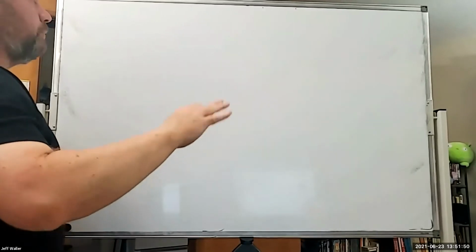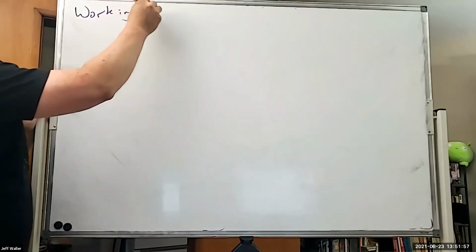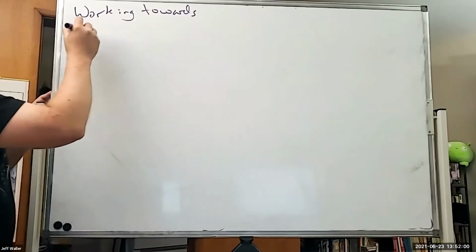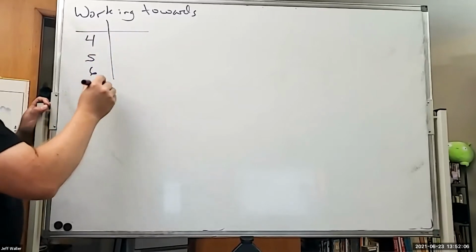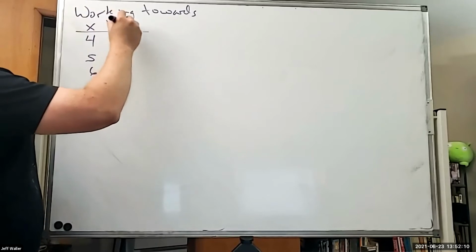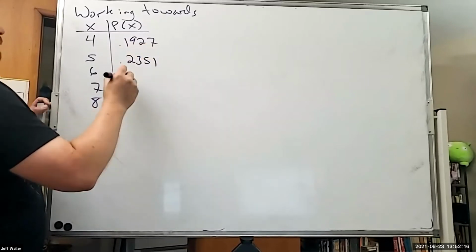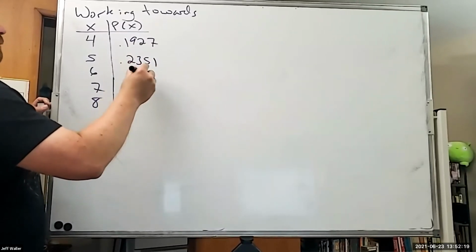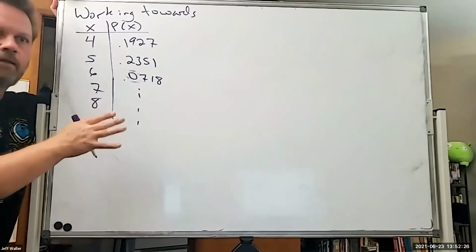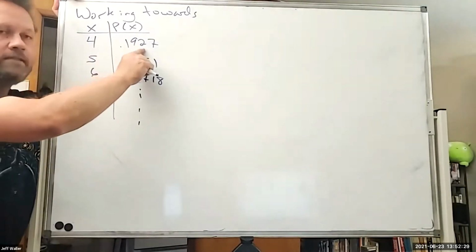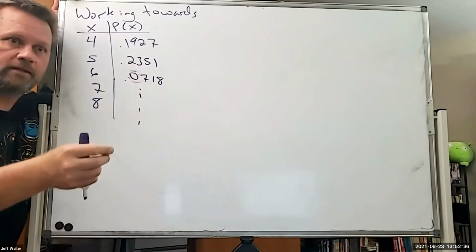So what I want to work up towards is we're working towards being able to do this kind of problem. This is another way to give me data. And what this would mean is 19.27% of the data points was 4. 23.51% of the data points was 5.